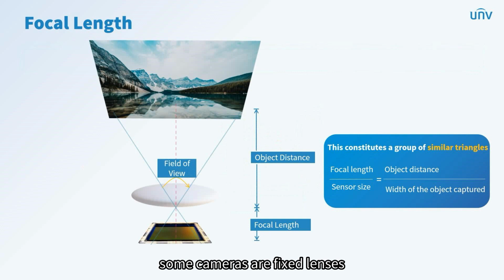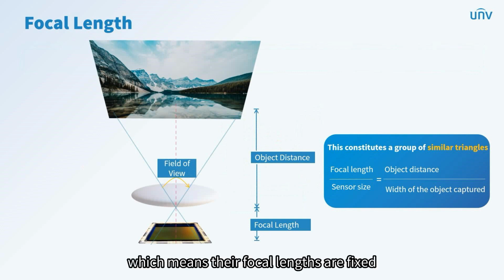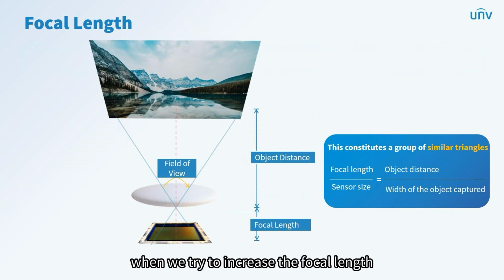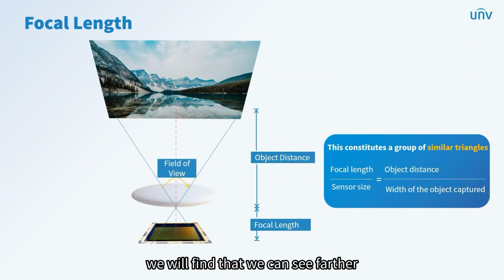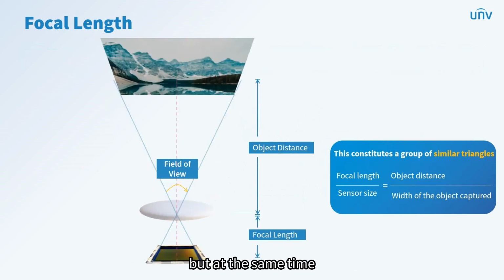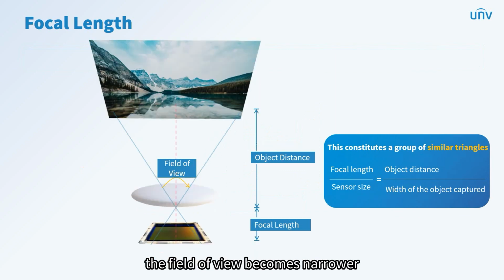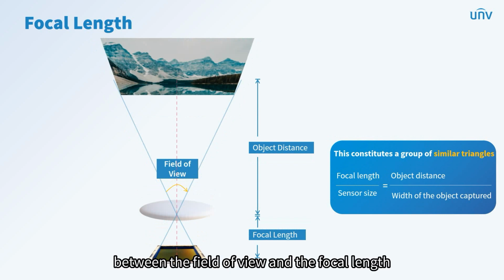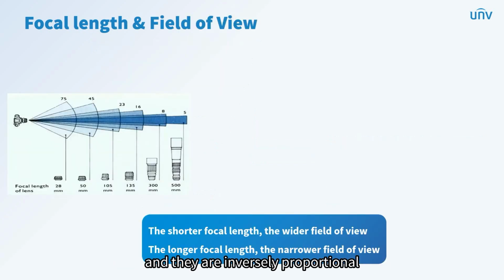Some cameras are fixed lenses, which means their focal lengths are fixed, while others are zoom lenses. When we try to increase the focal length, we will find that we can see farther, but at the same time, the field of view becomes narrower. So this is the relationship between the field of view and the focal length, and they are inversely proportional.